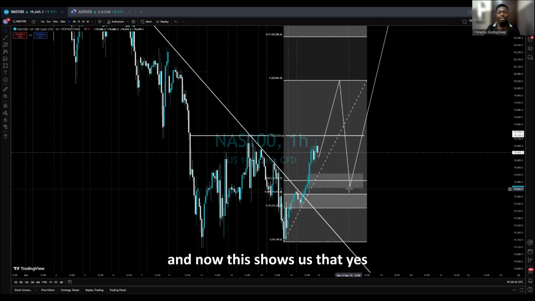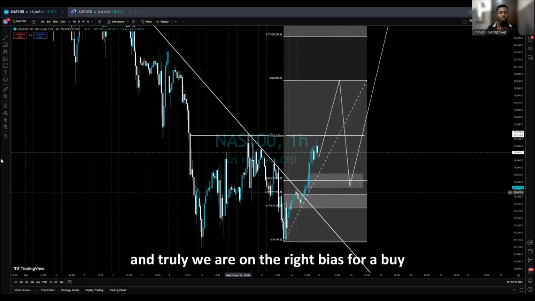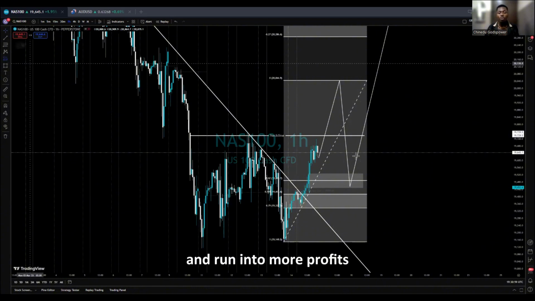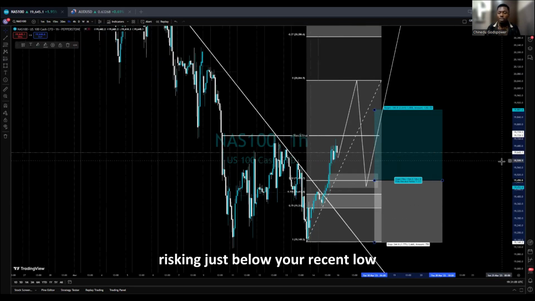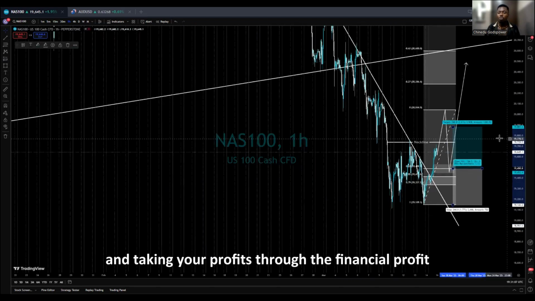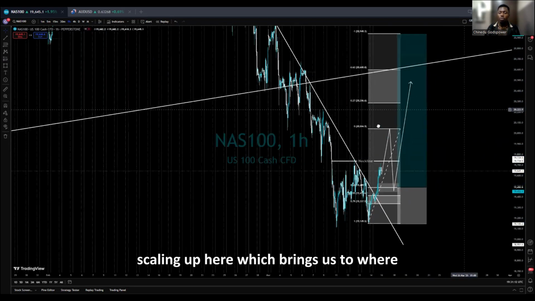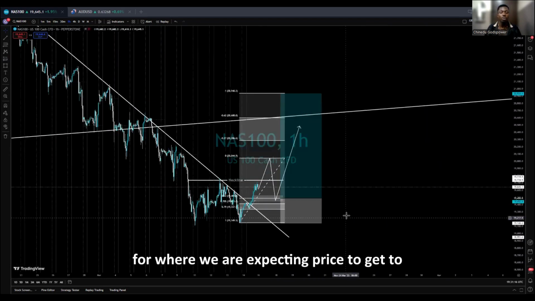And now this shows us that, yes, truly we are on the right track, that price is likely to come to this zone next week, from March 17 down to the 1st. And truly we are on the right bias for a buy. With this, you'll be able to place your trades and run into more profits. Now, risk just below the recent low and take your profits through the Fibonacci profit scaling up here, which brings us to where we are expecting price to get to.